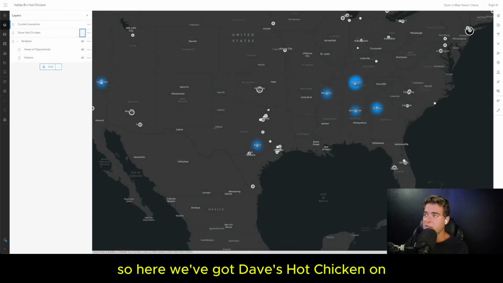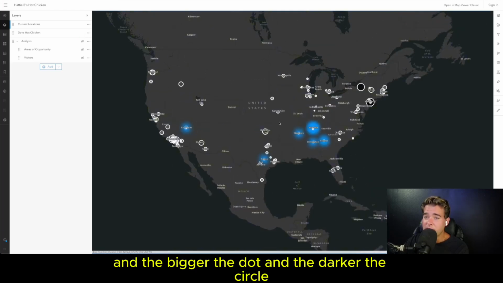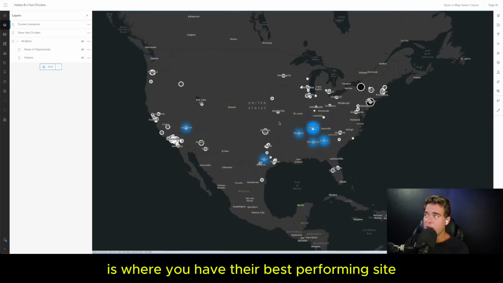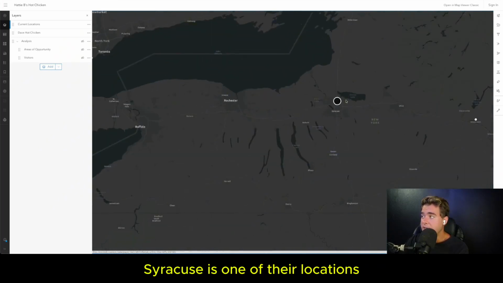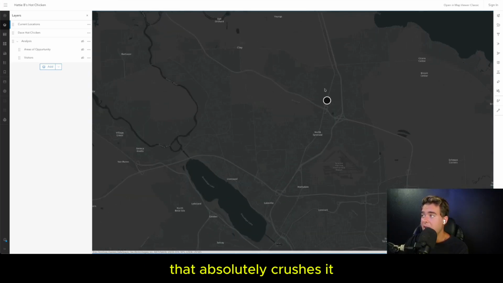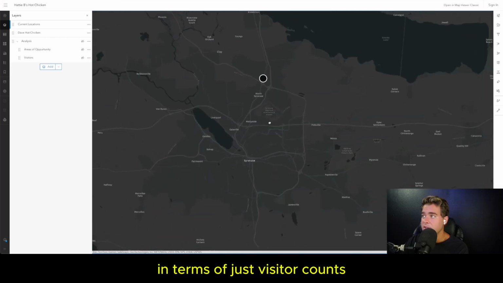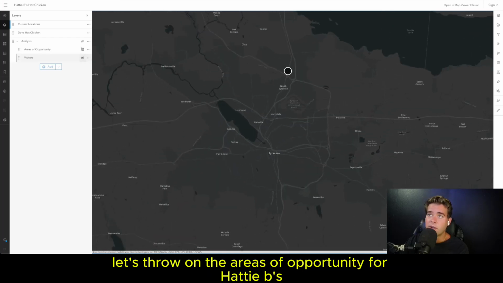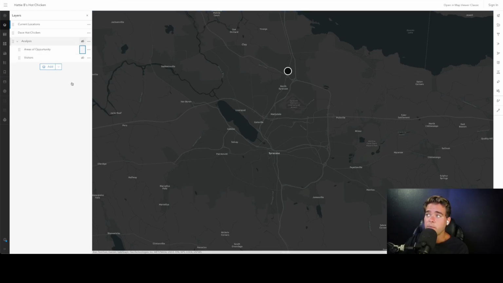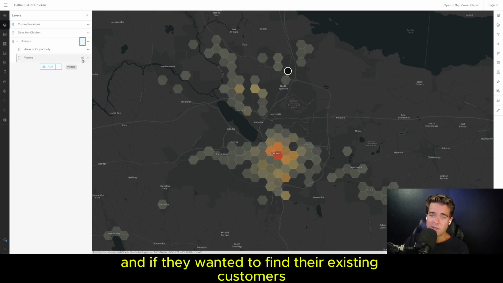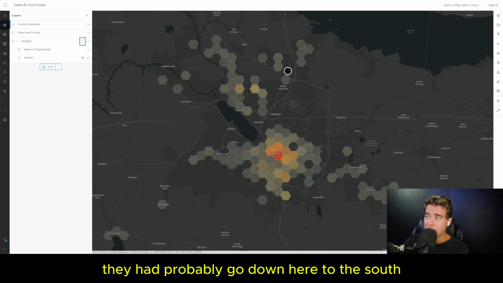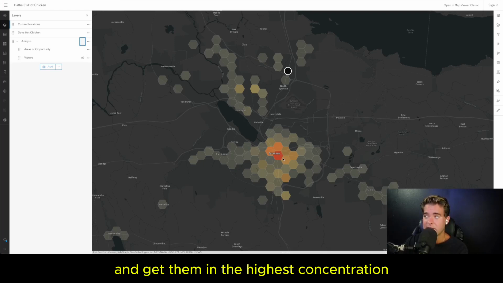So here we've got Dave's Hot Chicken on. The bigger the dot and the darker the circle is where you have their best performing site. So it looks like Dave's Hot Chicken in Syracuse is one of their locations that absolutely crushes it in terms of visitor counts. Now let's throw on the areas of opportunity for Hattie B's Hot Chicken. Let's see. So around their site, if Hattie B's were to go to Syracuse and wanted to find their existing customers, they'd probably go down here to the south and get them in the highest concentration.